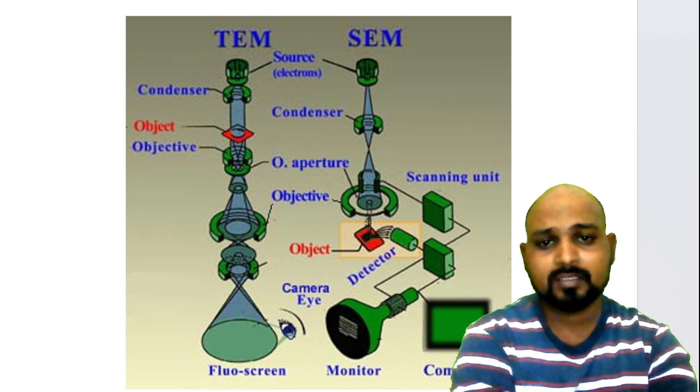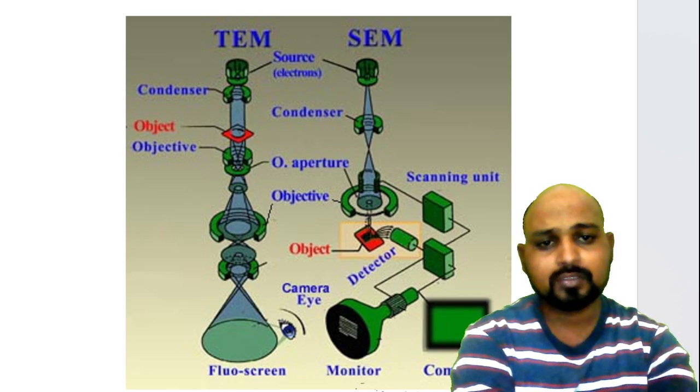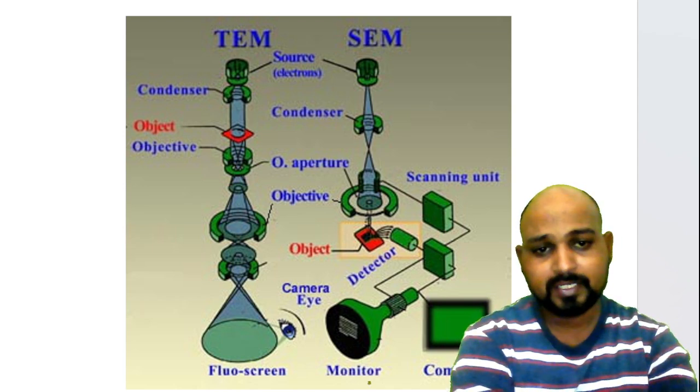Here is another diagram of TEM and SEM. There is a common thing over here. In SEM we take the output as reflected electrons, but in TEM we take the output as transmitted electrons, that is, the electron beam is passed through the sample. In SEM the electrons get reflected, and we collect the reflected electrons with a detector, which is a CCD, and provide the output to the monitor.